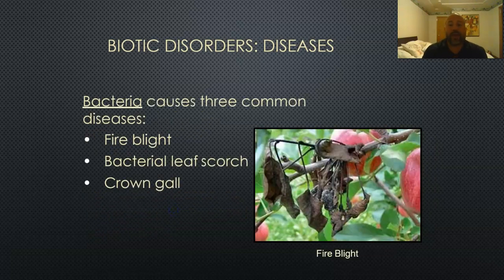You also have bacteria, and bacteria can cause three main diseases: fire blight, bacterial leaf scorch, and crown gall. Here's an example of fire blight in the picture down here on the right. If you can narrow it down to fire blight, bacterial leaf scorch, or crown gall, then we know that it was a bacteria that caused that disease.